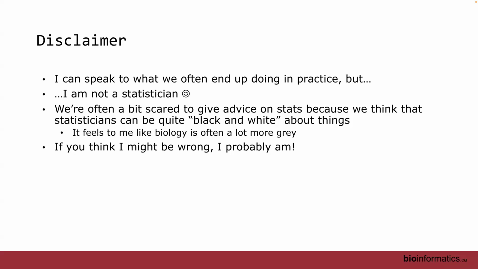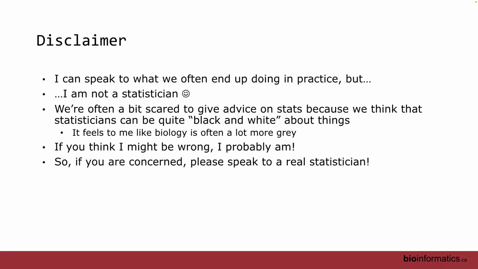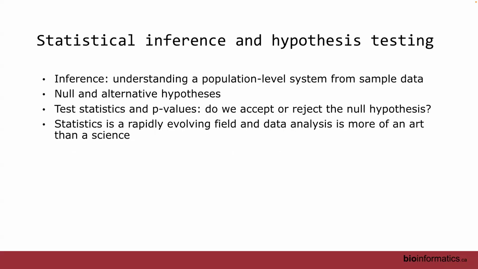I'm going to be talking about what we often end up doing and some of the ways that we try and get around the oftentimes many confounding variables in our data. But this is not perfect. There are different ways to do it. There are always different methods coming out as well. We often try and give some of those new methods a try, but that doesn't mean that they're always going to be the right thing to do. So yeah, speak to a real statistician if you're concerned about any of this.